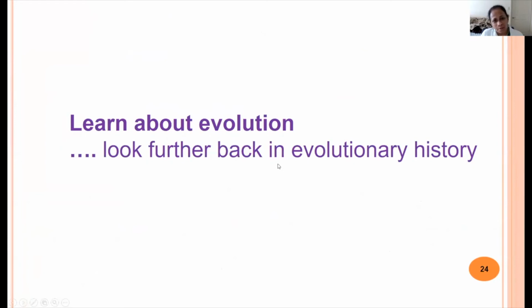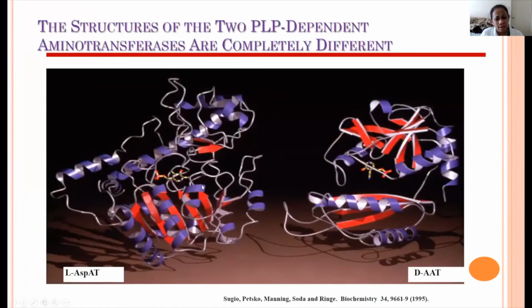And structures also help you learn about evolution. You look further back in evolutionary history and figure out how things are related. I gave you an example of how two proteins that have very low sequence identities had similar structures. Here I'm talking about two different protein structures, but they actually do the same function, right? So we have conservative evolution, and we have different kinds where they come together.